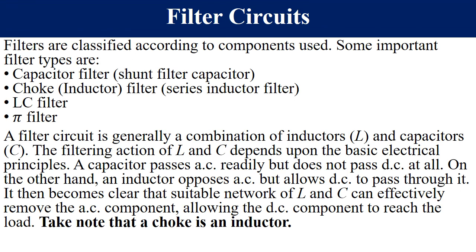Filter circuit types. We've got 4 types of filters that we are going to look at: capacitor filter, choke or inductor filter, LC, which is inductor-capacitor filter, then pi filter. Please take note that the symbol of a capacitor is capital letter C. Hence, when we are referring to a capacitor, we put capital letter C. The symbol of a choke or inductor is capital letter L. So where you see L, we'll be referring to a choke filter or inductor filter. Please take note of my last point: a choke is an inductor, or an inductor is a choke. The two words are used interchangeably.